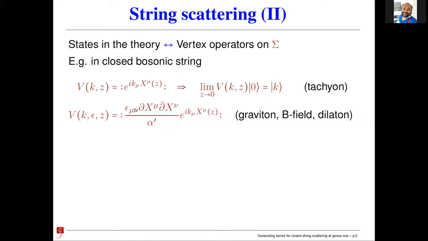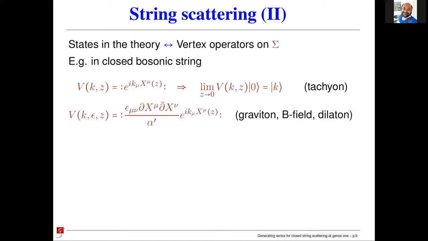If you take the symmetric part of it, this will basically describe a graviton kind of excitation, because this is a state now that has a momentum and a symmetric polarization. If you take the anti-symmetric part, you will get what is called the B field, and the trace part is called the dilaton. Okay. Thank you. Yeah. So, for any state in your string theory, you can write down a corresponding vertex operator.